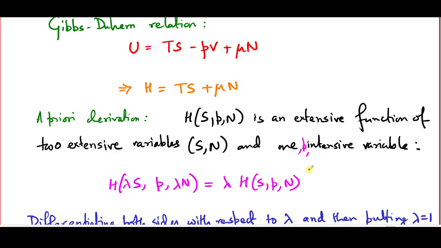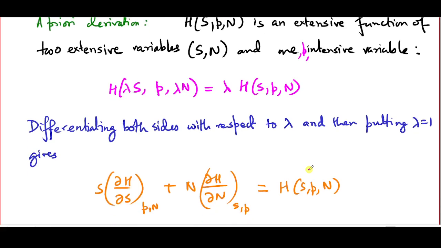Now, if you start with this expression and follow exactly the same steps that led us to the Gibbs-Duhem relation U equals Ts minus PV plus mu n, that is to say, you differentiate both sides of the equation with respect to lambda and then put lambda equal to 1, you will immediately end up with S from the first variable here times del H del S at P, N, plus N from the third argument times del H del N at S, P is equal to H of S, P, N, which is just what you get when you differentiate this side with respect to lambda.